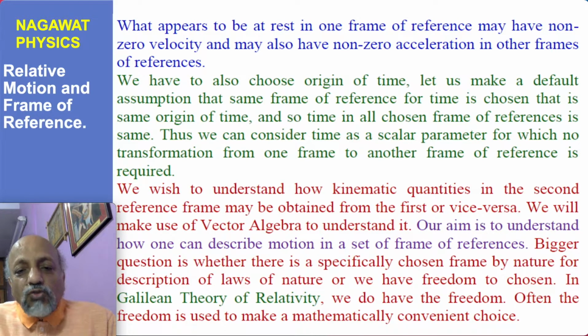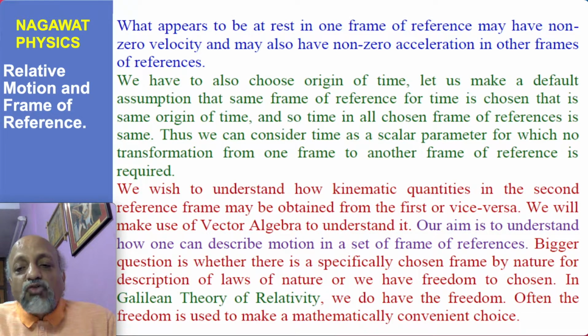So we will make use of vector algebra to understand the transformations, and our aim is to understand how one can describe motion in not only one frame of reference but in a set of frame of references. And the bigger question is whether there is a specifically chosen frame given by nature for description of laws of nature or not, or we have freedom to choose the frame of reference. In Galilean theory of relativity, we do believe that we have the freedom to choose frame of reference out of a given set of frame of reference, which I will define shortly, and this freedom would be exploited in description of physics based on Galilean theory of relativity.